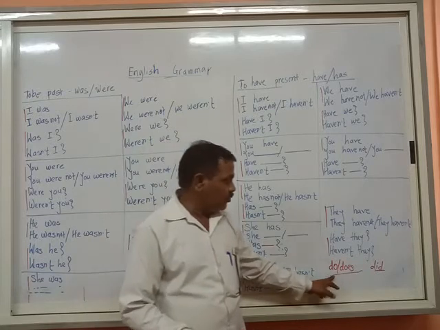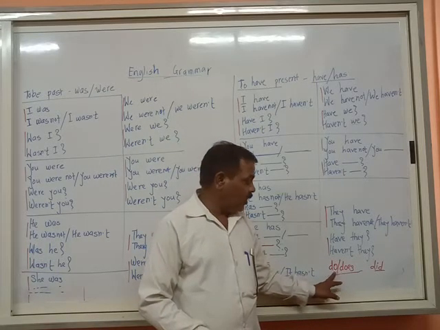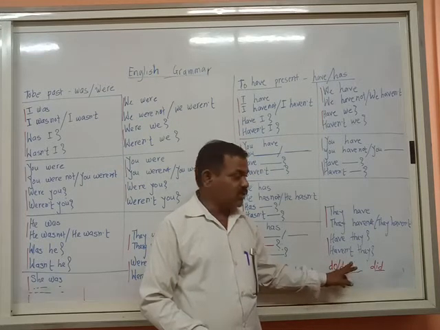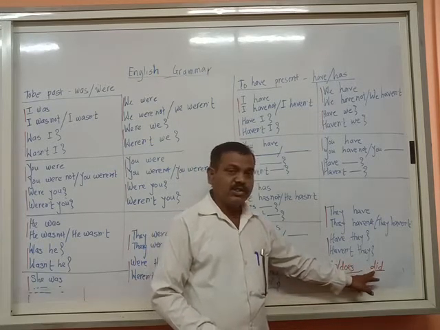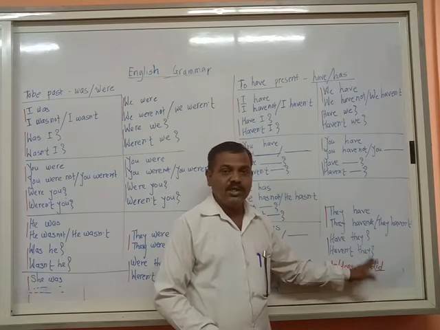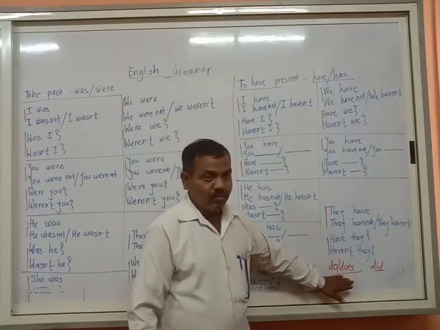So remember this chart very well. I have given you do, does, how it is used before the pronoun. I do, we do, you do, he does, she does, it does, they do. And did is the same all over. I did, we did, you did, he did, she did, it did, they did. This chart you have to complete on your own.